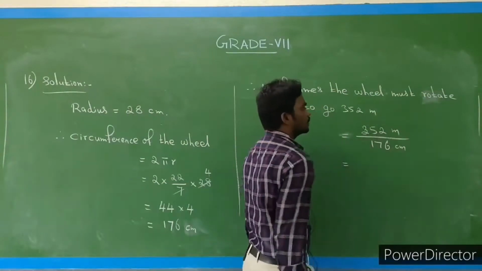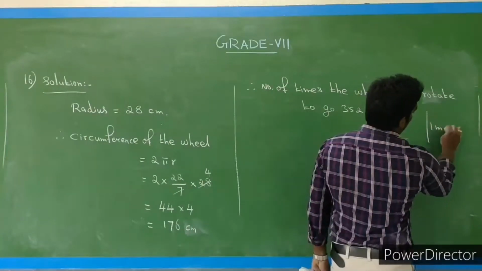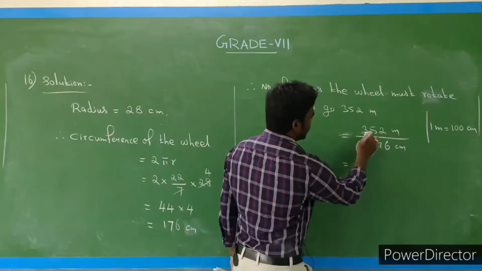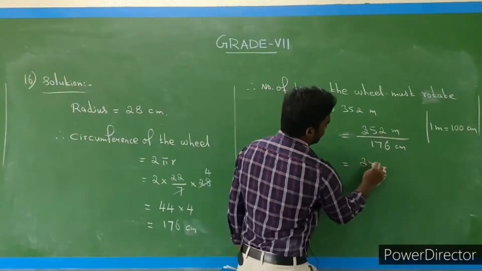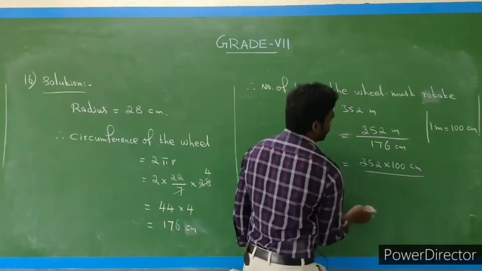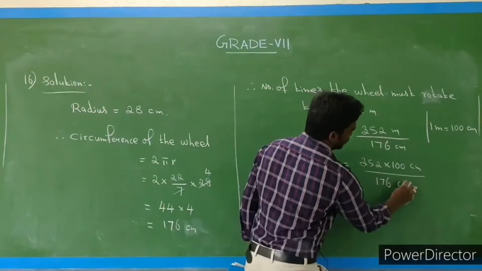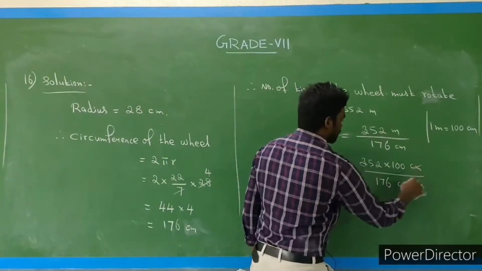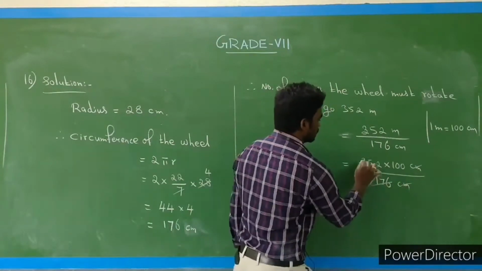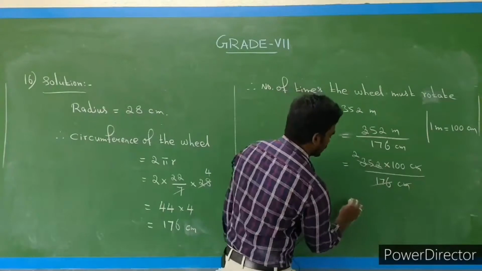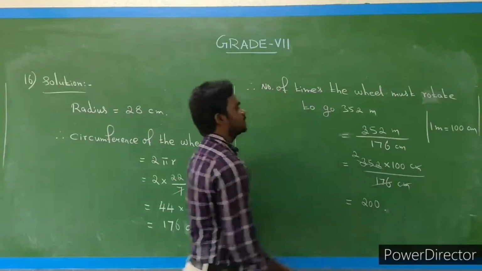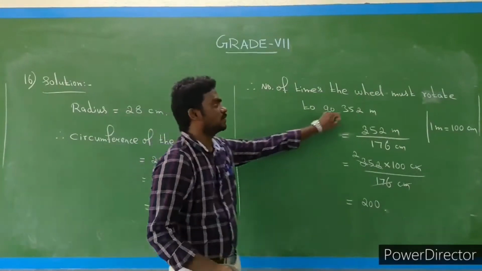1 meter is equal to 100 centimeter. Therefore 352 meter is 352 into 100 centimeter divided by 176 centimeter. The units centimeter and centimeter are the same, so we can cancel. 1 times 176 and 2 times 352, so it is 2 into 100, the value is 200. So the wheel must rotate 200 times to go 352 meter.